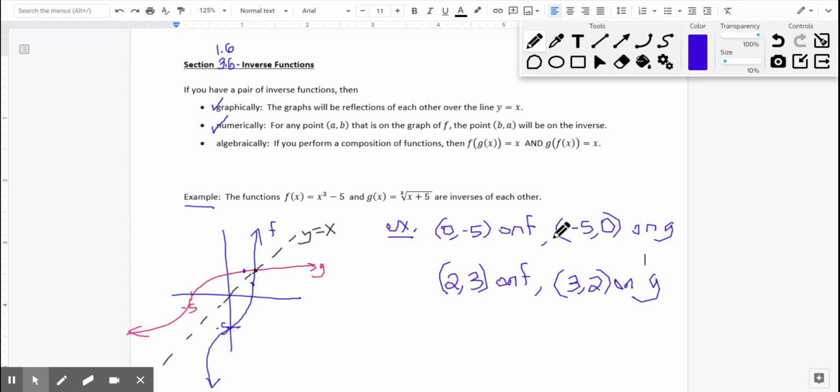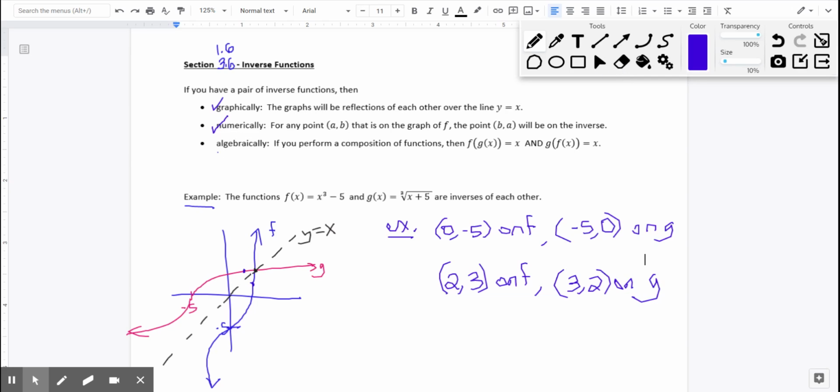I just picked these examples because they're nice integer numbers. I don't want to get involved in having something like the cube root of 6, because if I plug in 1 here, I'll get the cube root of 6. If that point's on G, then if you switch the x and y, that point has to be on F. But that's just going to be a little extra confusing in my opinion because it's an irrational number. So I thought I'd just show you the basic examples with some nice integer values.